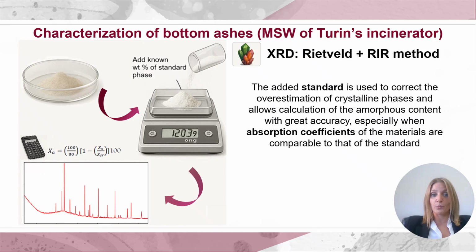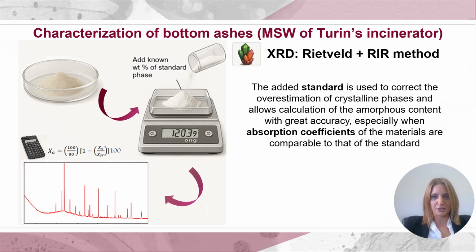A crucial condition, by the way, for the accuracy of this method is that the absorption coefficients of the standard and of the sample phases are comparable. This minimizes systematic errors and ensures that the refined ratios are meaningful. Corundum is ideal in our case because it has no peak overlap, no preferred orientation, and its absorption behavior is close to that of common ceramic or geological matrices.